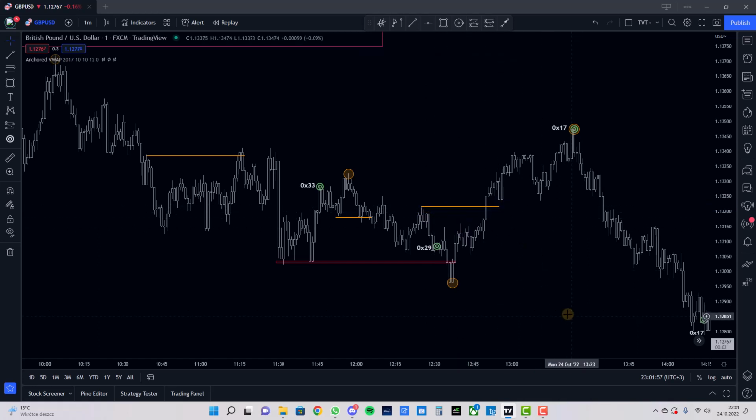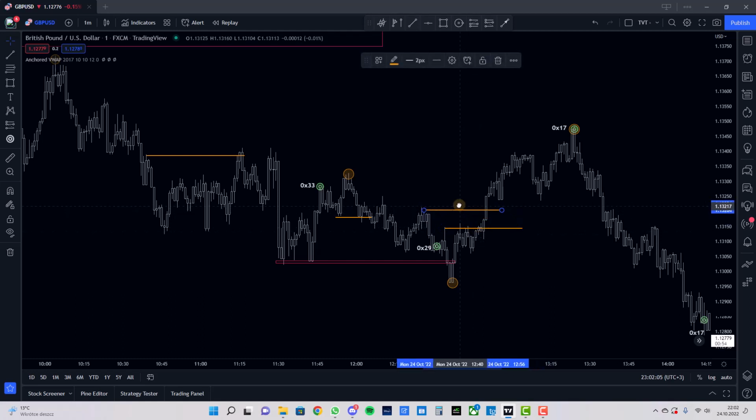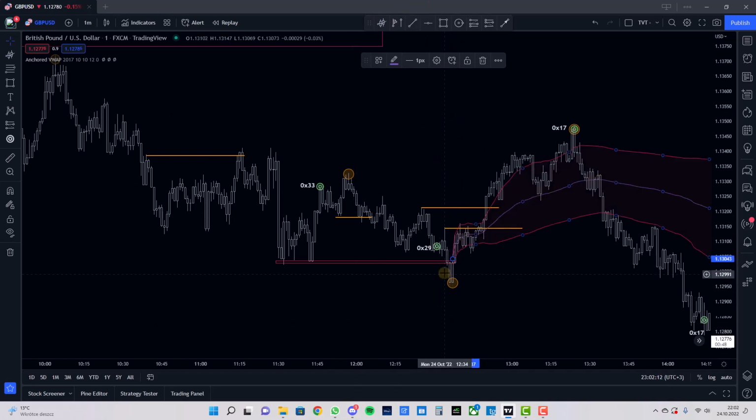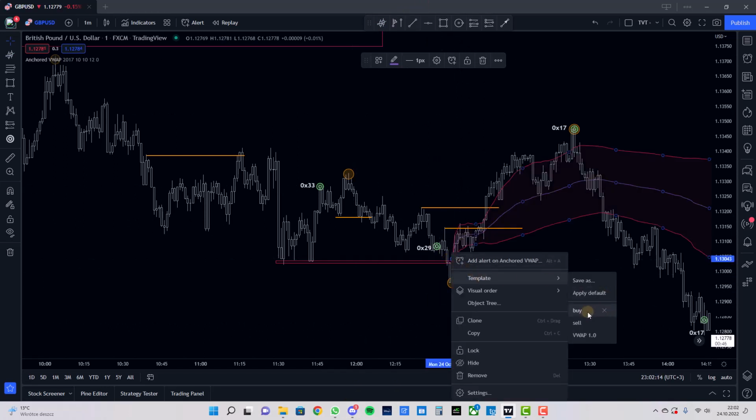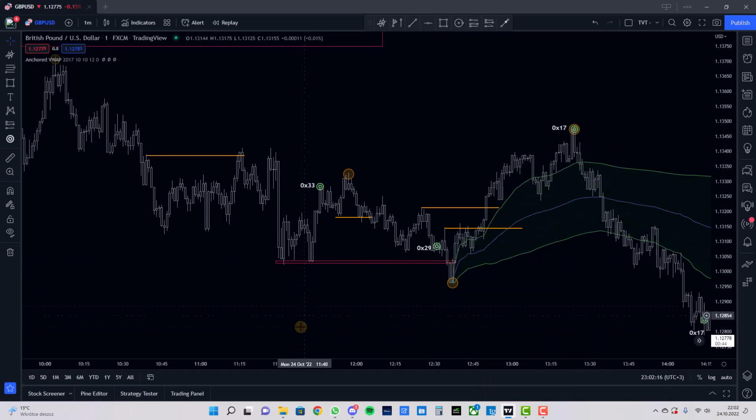So let's check if something is possible. Yes, because this move is an obvious break of structure. Sorry, I don't know why it's not, oh yeah, now it is. So I'm putting the VWAP on the low, yes, where the price reversed. For a buy setup, it was possible after the first break of structure. Yes, price moved back to the VWAP.